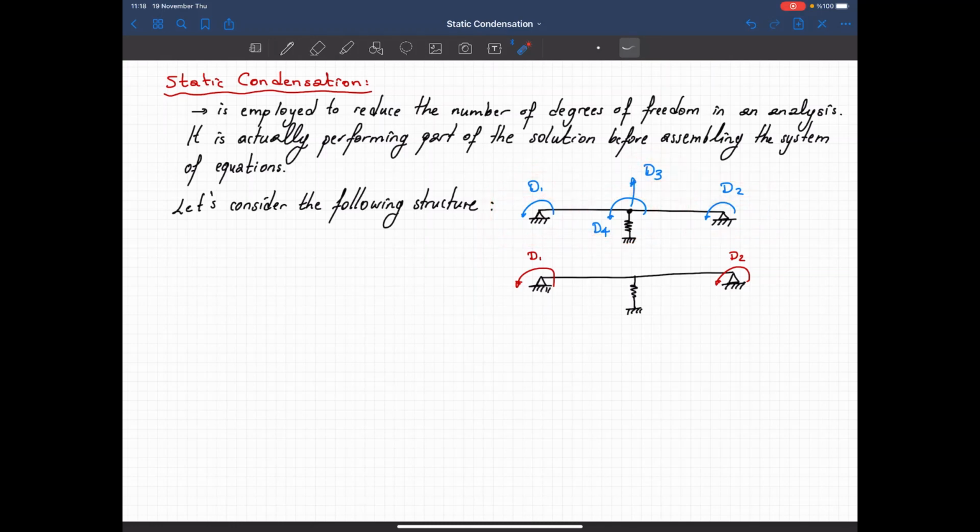But here I want something different. I don't want to deal with the internal degrees of freedom here. All I want is, what is the stiffness coefficient for this structure if I want to rotate that end by unit radians? How much moment do I need? And how much moment do I need to keep D2 equal to 0 when I have a unit rotation at D1?